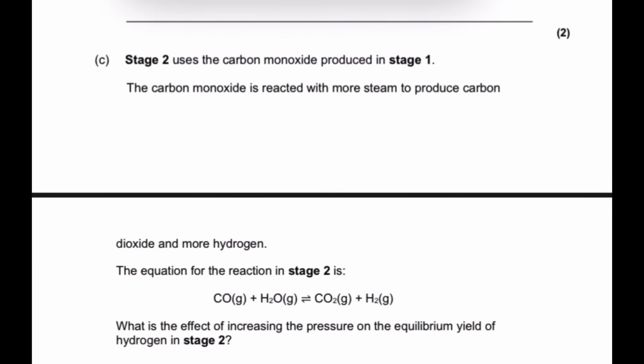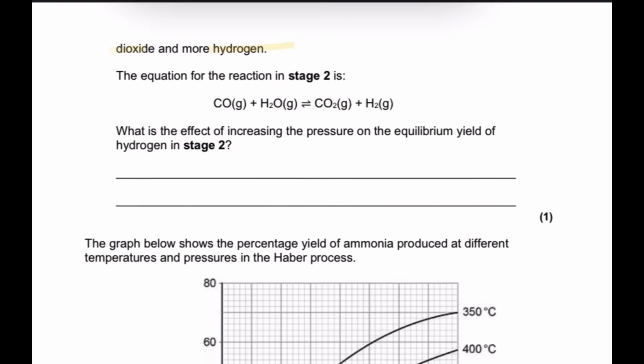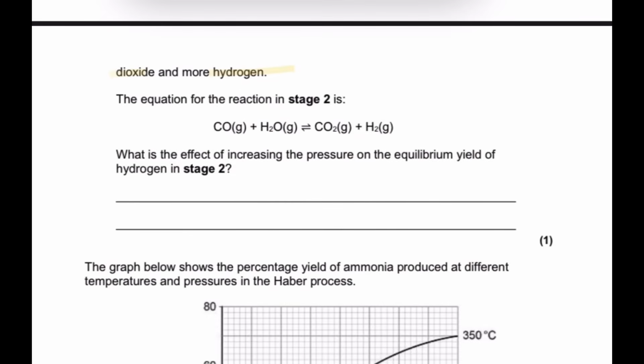C. Stage 2 uses carbon monoxide produced in stage 1. Carbon monoxide is reacted with more steam to produce carbon dioxide and hydrogen. The equation of the reaction in stage 2 is given. What is the effect of increasing the pressure on the equilibrium yield of hydrogen in stage 2? We do the exact same thing. All we do is see how many moles are in each one. So we have 1 in each single one. So we have 2 reactants over here and we have 2 products. So the moles are actually the exact same.